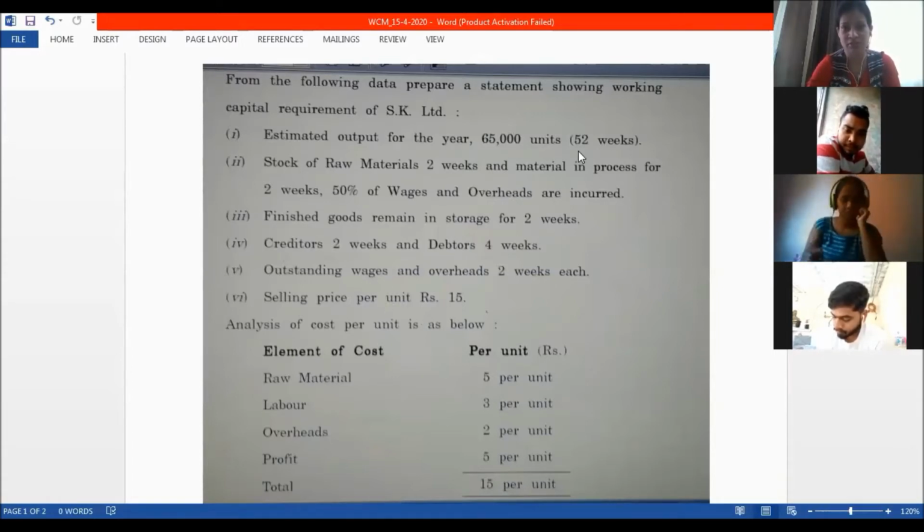The only difference in this sum is they have given you holding time in weeks instead of months. So for that reason, the production units they have given, and in bracket they have mentioned it is for a year. It means 52 weeks you have to consider in a year. So instead of dividing all the amounts into 12 months, we'll be dividing the amounts into 52 weeks and we'll multiply by the holding time. So just create the format.